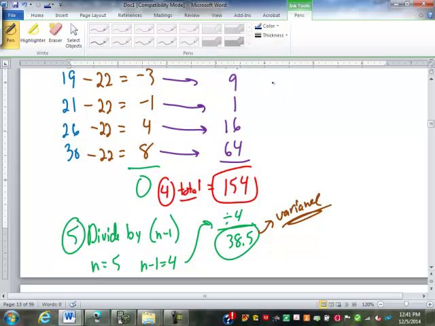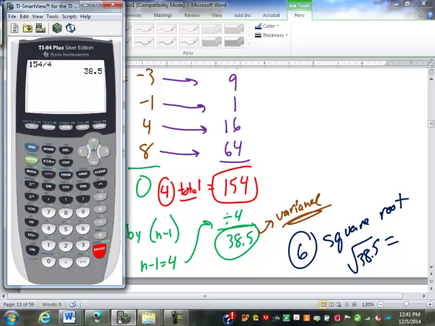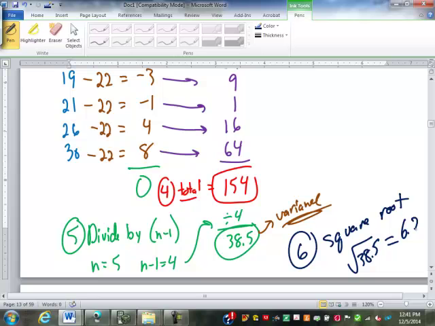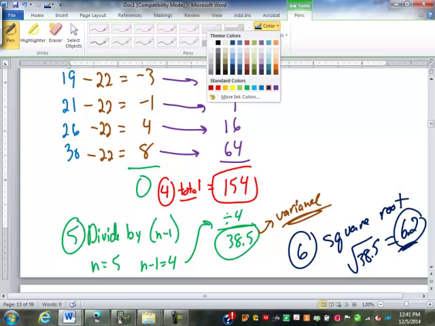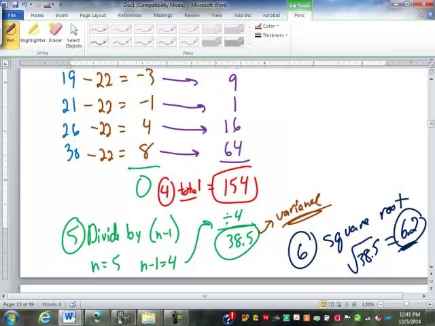The next step, step 6, square root. So the square root of 38.5 is 6.205. 6.2, we'll just call it. There is our standard deviation, 6.2. What that is saying is, on average, the numbers in this list are about 6.2 units away from the mean.